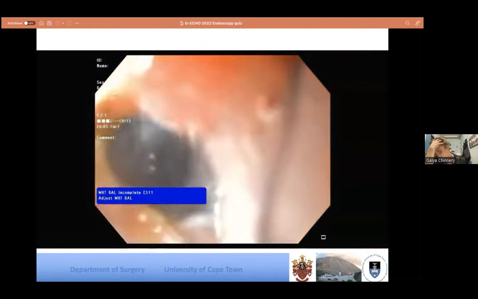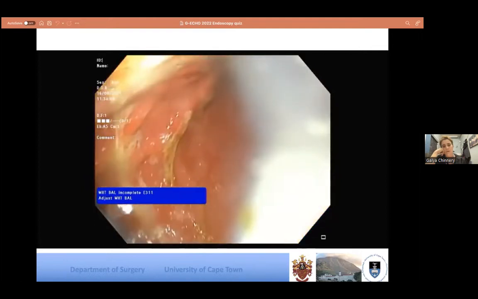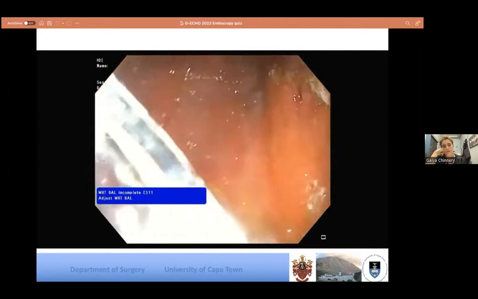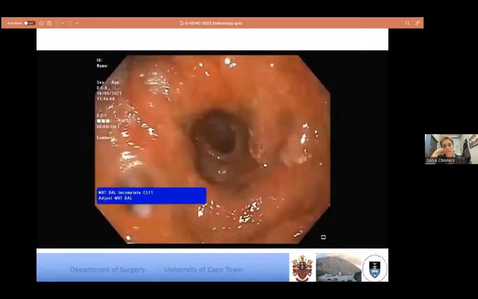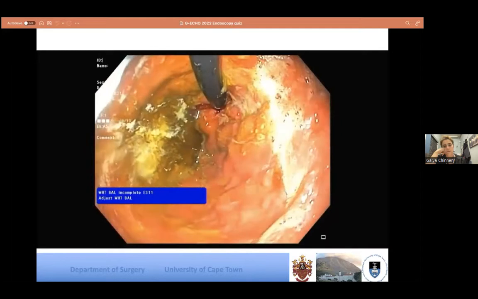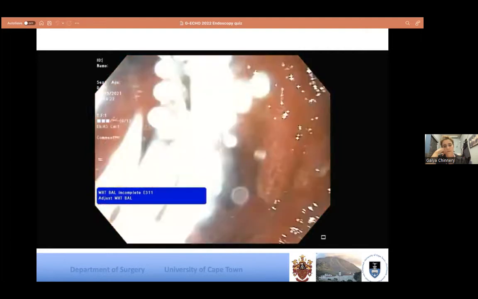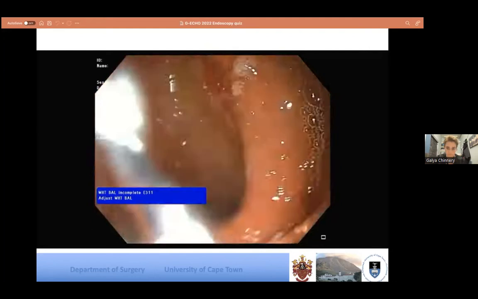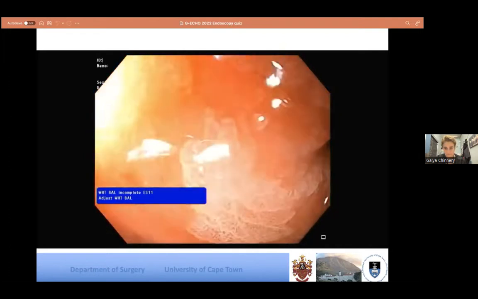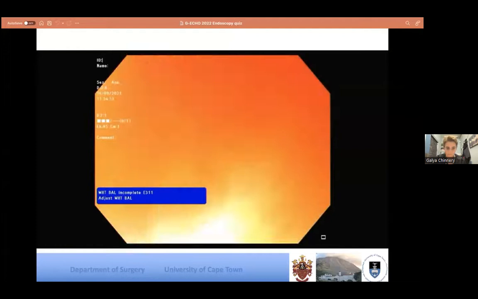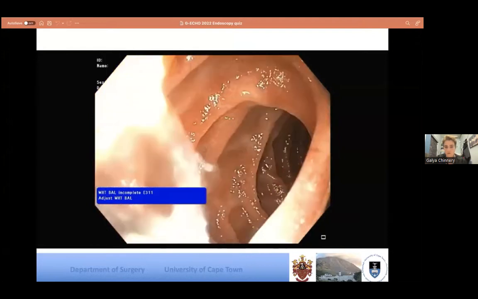A little bit sticky to get through the OG junction. And then you're in the stomach. And a little bit of a squish to get through into the duodenum.